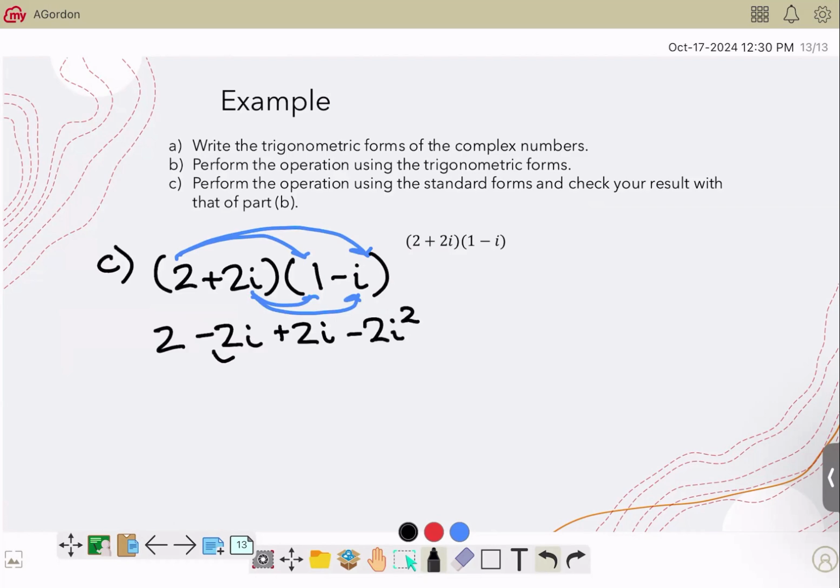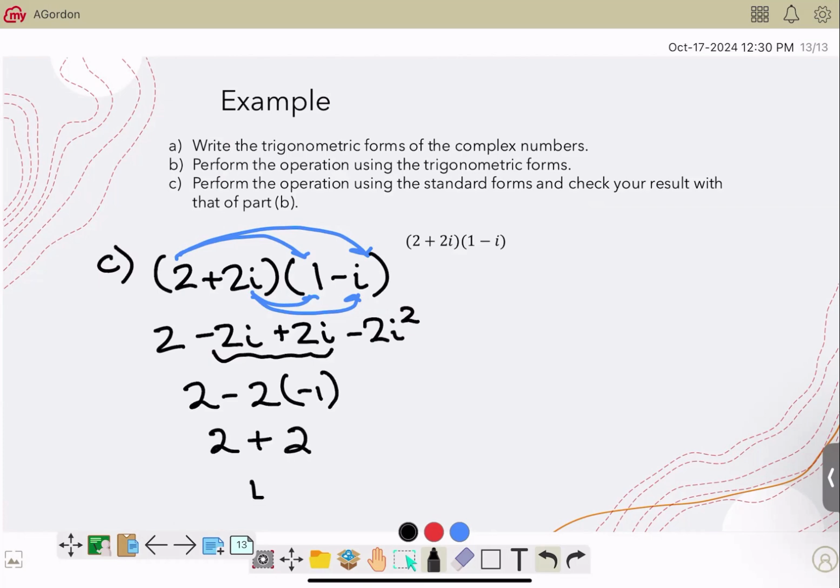Okay, so our like terms in the middle here are going to cancel each other out. They add up to 0. And I'm going to rewrite the i squared as negative 1. So this becomes 2 plus 2, which is 4. So we do get the same answer both ways.